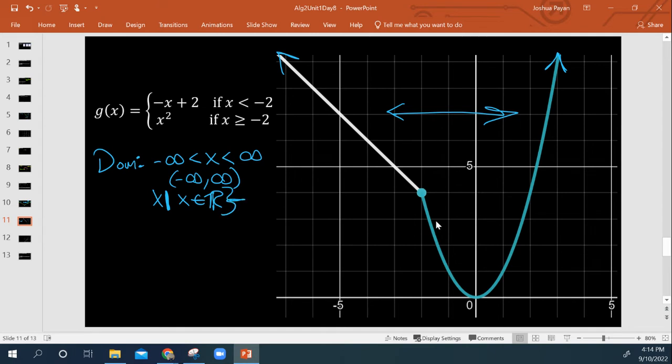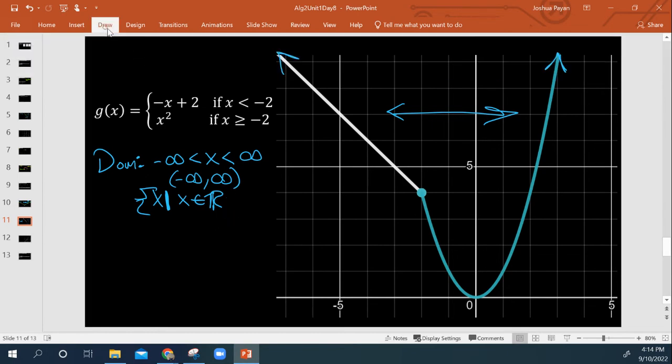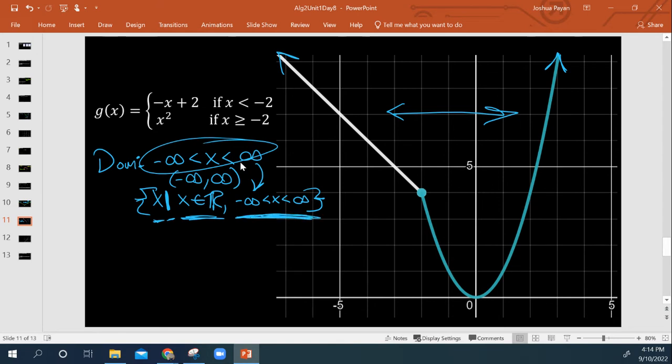Set notation would be x such that x is all real numbers. And then got to use my little fancy curly brackets. Another way to say this also, we would have to say x is in R, but another thing we could simply do is use this and plug it into our set notation. We could just say negative infinity less than x less than infinity, right? So now what we're fully saying is we have an x such that x is a real number from negative infinity until we get to positive infinity.